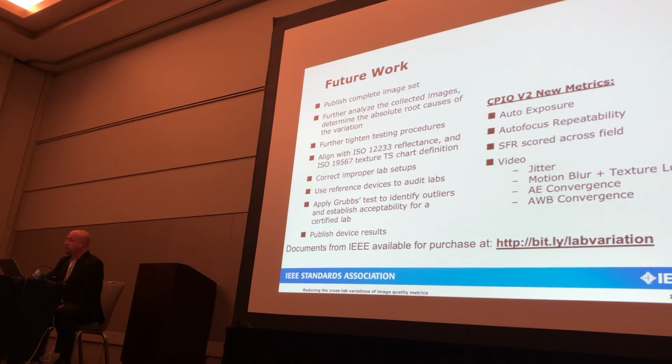I want to use reference devices from these round-robin studies to audit these labs. Eventually, I want to apply the Grubbs test to identify outliers and establish an acceptable level which would lead us to certify a test lab. And only at that point am I really comfortable publishing test results from this work?